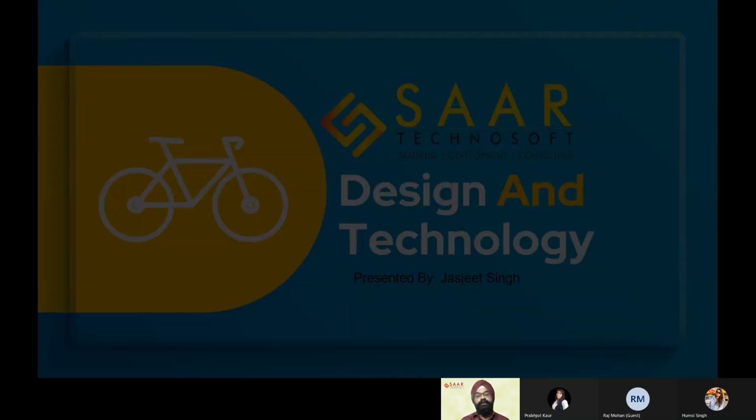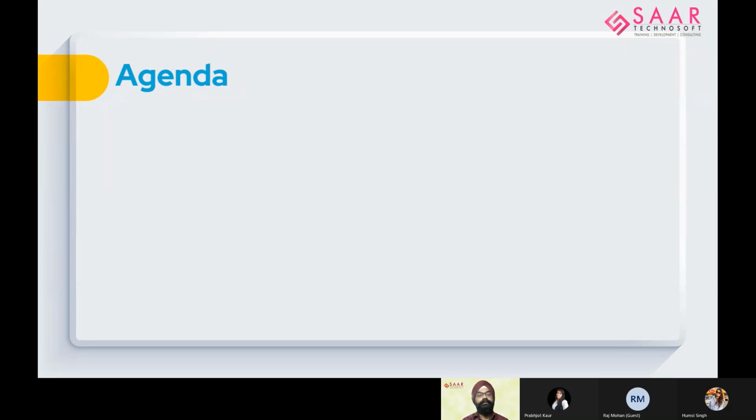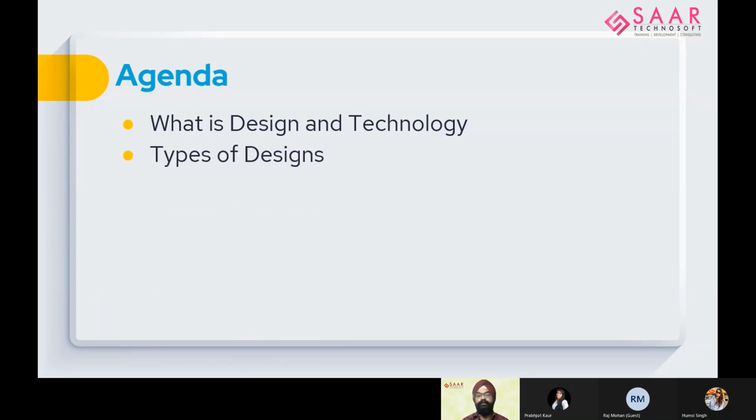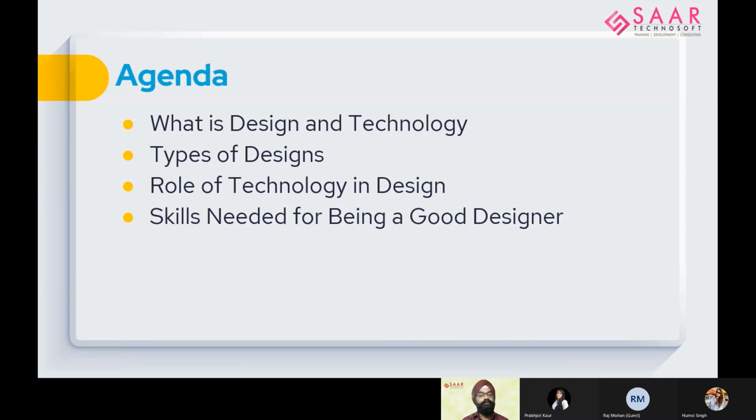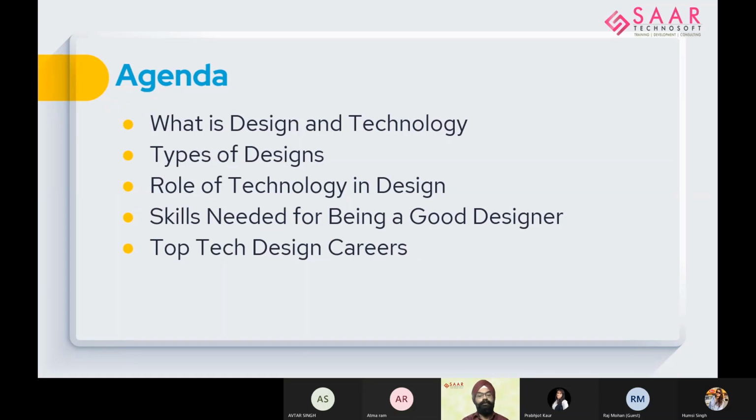Now, the agenda for our today's discussion is, we will be understanding what is design and what is technology. What are the different types of designs? Role of technology in design. The skills that are needed for being a good designer. The top tech design careers. And the last topic for today is top technology trends in design. After that, we will be taking up your questions, and that will be our last session for today.